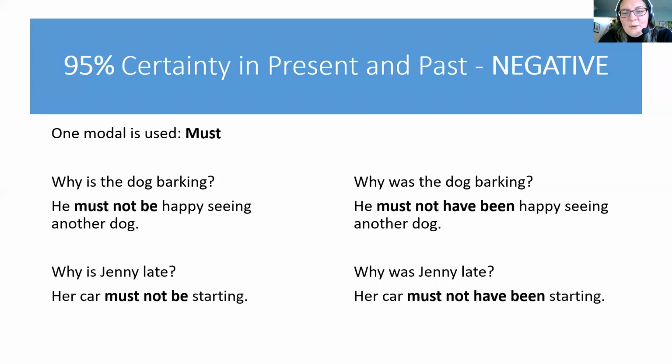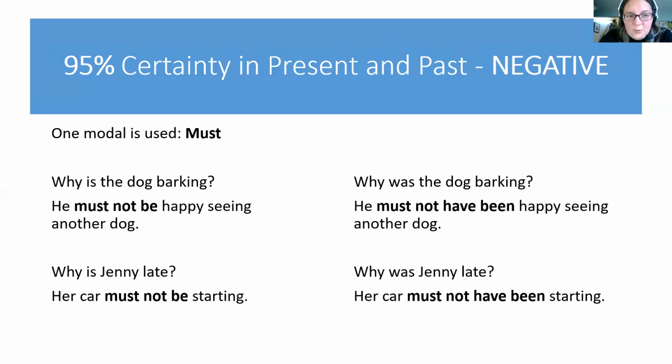Why was the dog barking? He must have been happy. He must not have been happy. There's your negative. Must not have been. Notice that we put not right after the modal. Okay. The not goes between the modal and the verb.